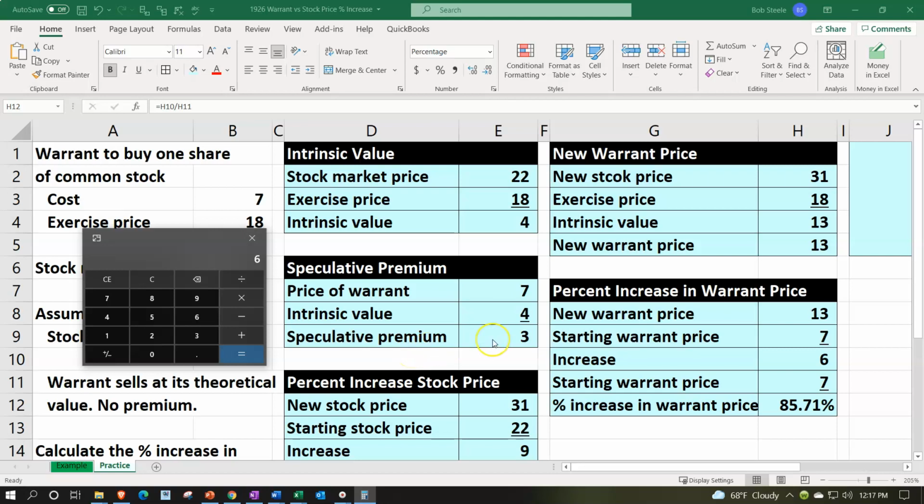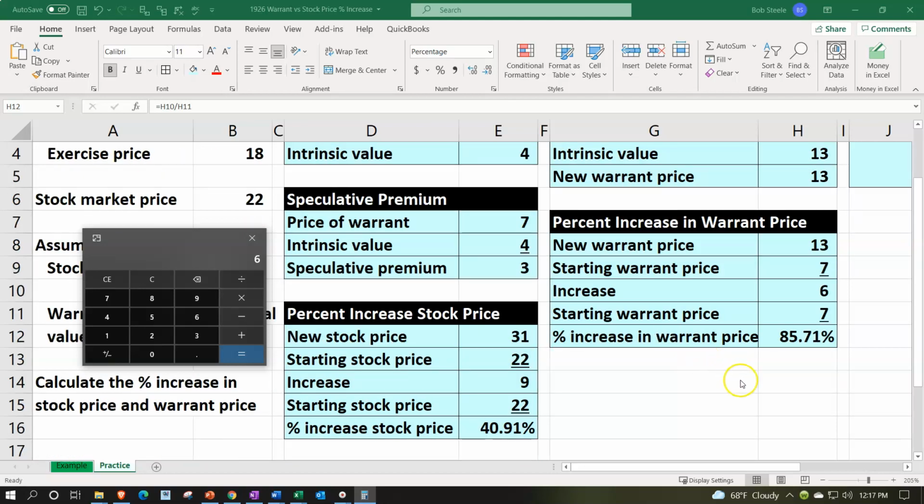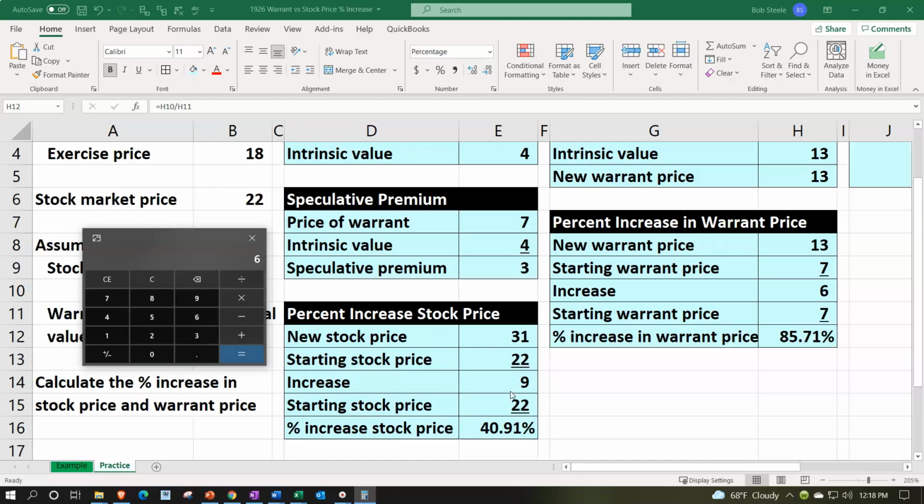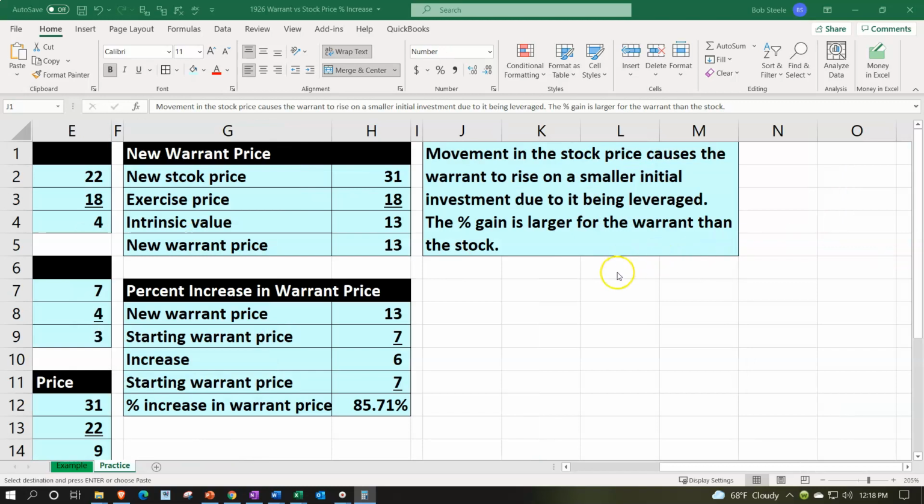But if you compare that to the starting price, then you get the kind of leveraging effect where you have a percentage increase over here on the warrant side of 85.71 percent versus the percentage increase on the stock, which is only 40.91%. So in other words, we can state it this way: movement in the stock price causes the warrant to rise on a smaller initial investment. The initial investment is smaller due to it being a leverage kind of concept. So the percent gain is larger for the warrant than it is for the stock, even though the dollar increase was higher for the stock than the warrant.